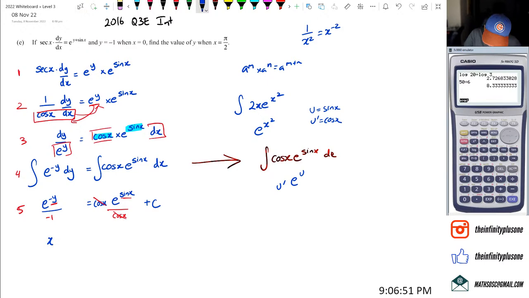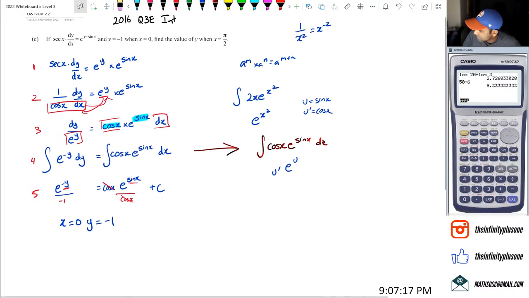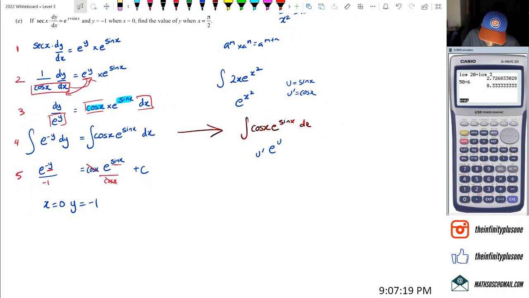We've been given that when x is equal to 0, y is equal to negative 1. Now, I know that a lot of you like to calculate, and I'm looking at you, Tom. You calculated that negative 3.7. I'm going to tell you that you don't need to do any calculations with this question, and I'll show you how it pops up. Actually, maybe you do need to do it, but I'm going to try it without a calculator.